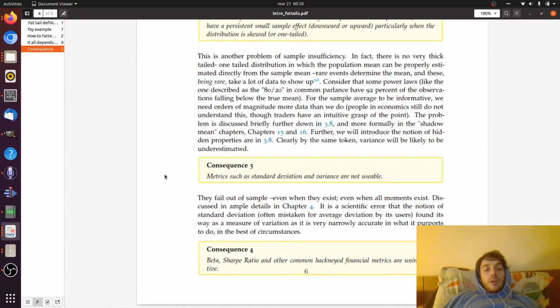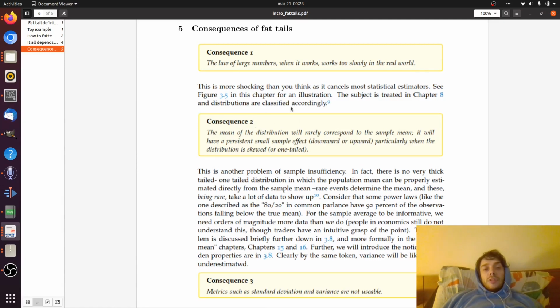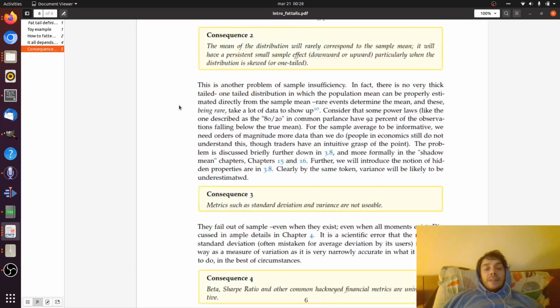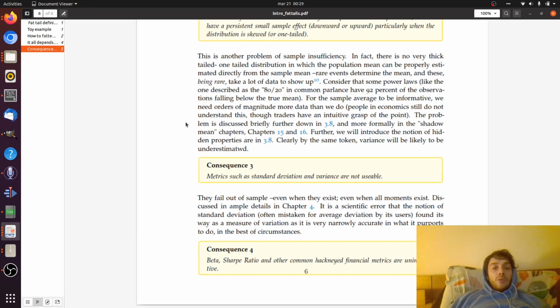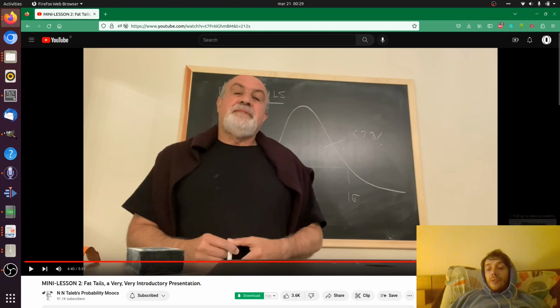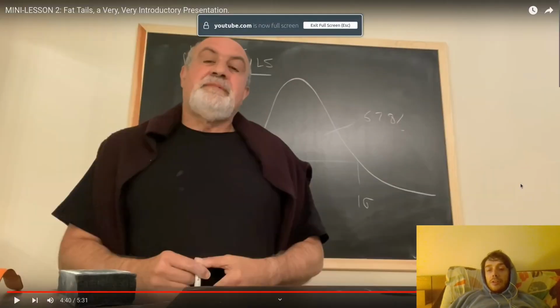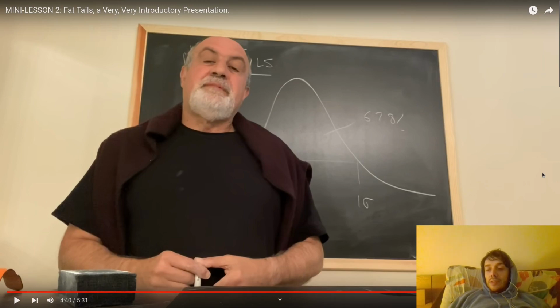Along with this fact, there are a number of consequences. I think there are 17. Here I just took a screenshot of Taleb's book on fat tails, which you can find for free online, on the consequences of fat tails. For example, as Taleb was saying, even regressions don't work if you don't have normality assumptions. Anyway, he's going to talk about these things more in further mini lessons, so we can talk about these things when we reach them.